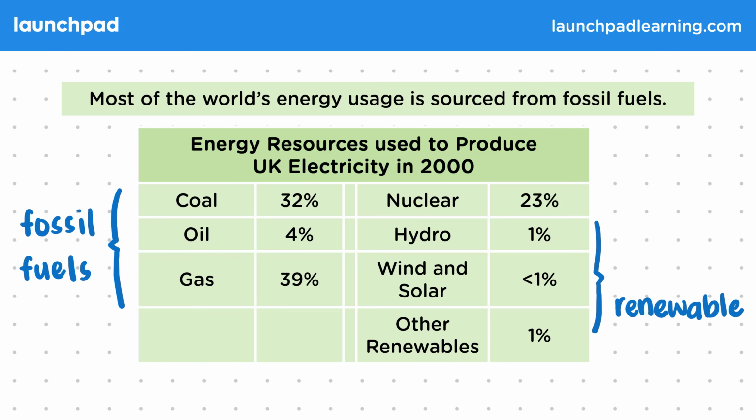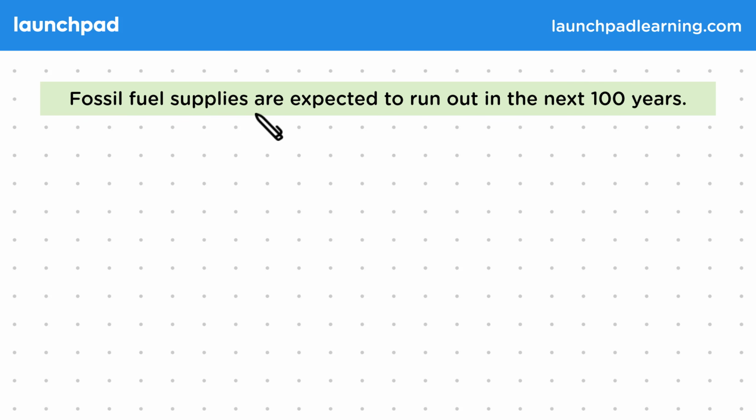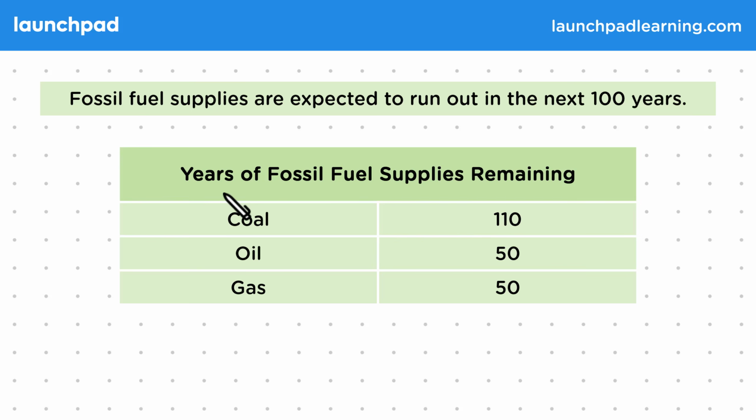But why has this data now changed? Fossil fuel supplies are expected to run out in the next 100 years. This is because fossil fuels are non-renewable. This table shows the years of fossil fuel supplies remaining. These figures are just estimates, assuming no new major supplies are found. However, as you can see, oil and gas have only 50 years remaining each.